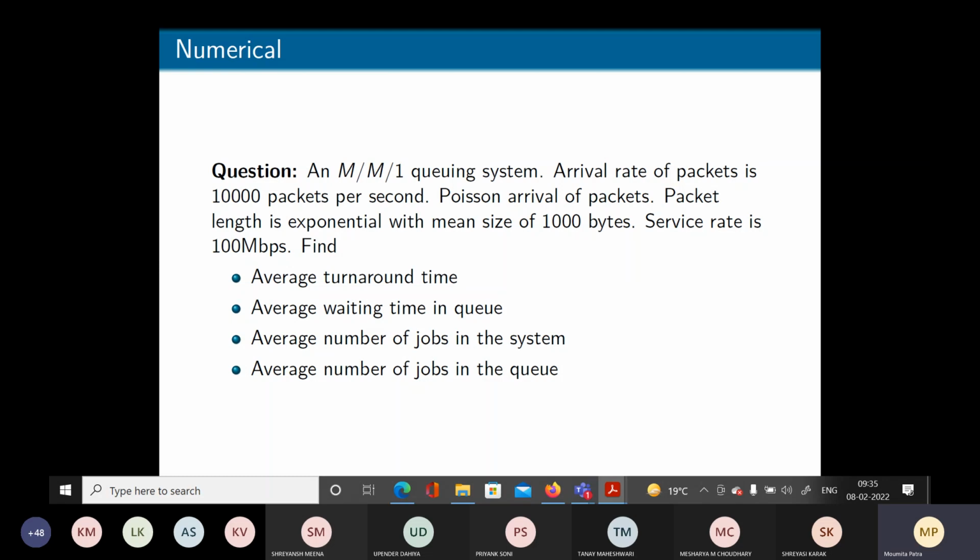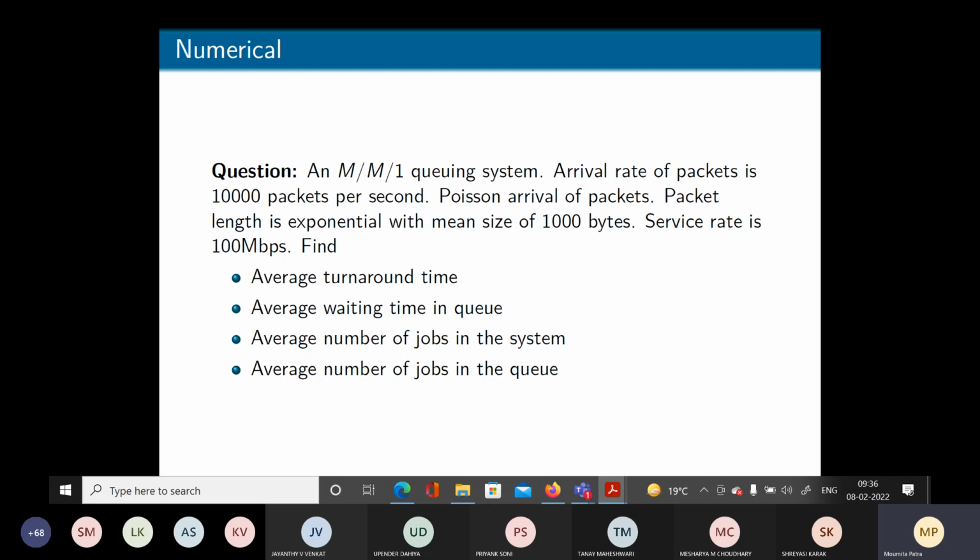What is the value of lambda here? Lambda is the arrival rate. 10,000 packets per second. Okay. Now, what will be the value of mu? Lambda is in packets per second, so let us have mu also in packets per second. What will be the value of mu then?